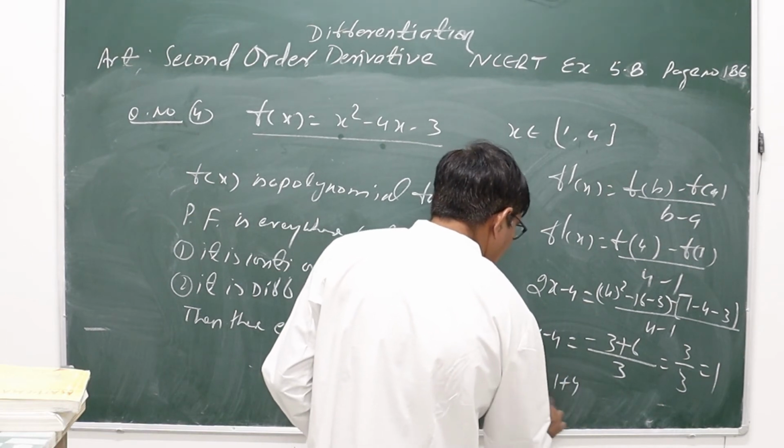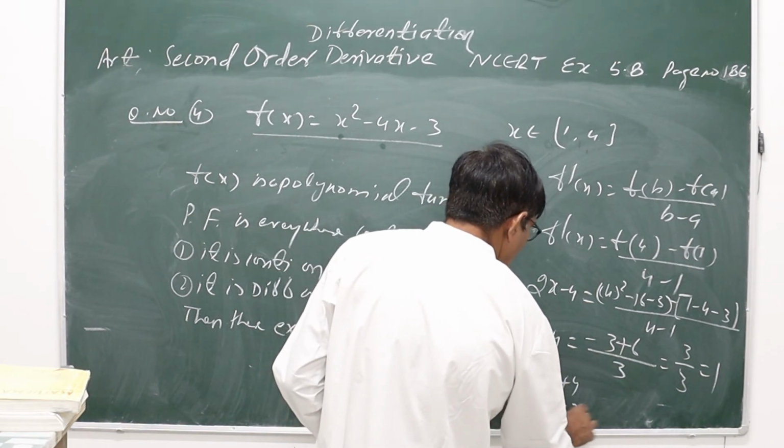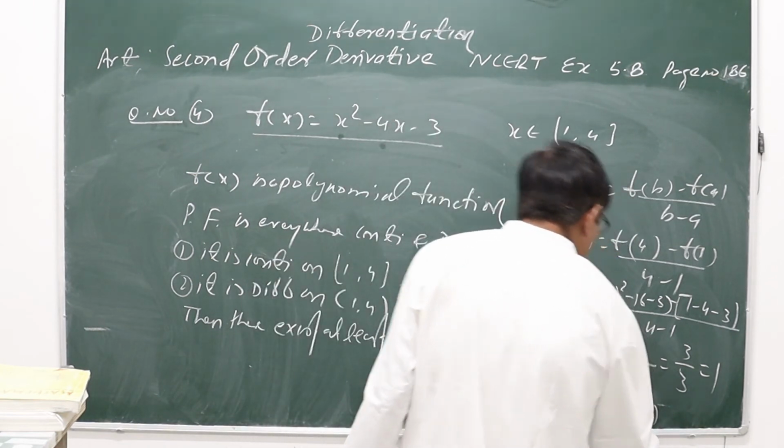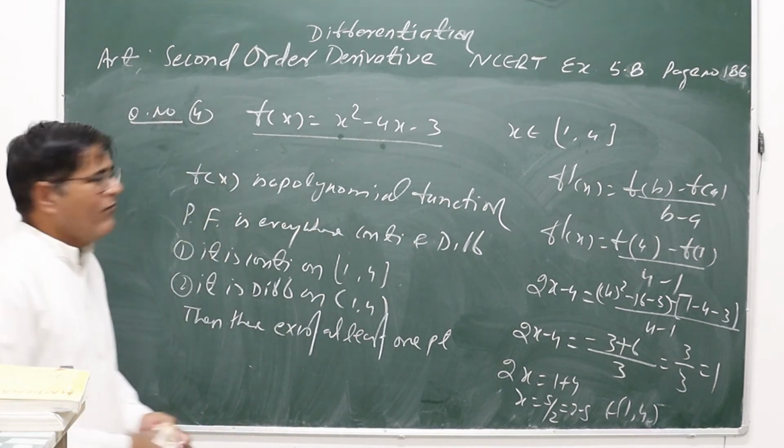That is 1, so 2x will be equal to 1 plus 4, so x will be equal to 5 by 2, that is 2.5, and 2.5 belongs to the open interval (1, 4). Therefore LMVT is verified.